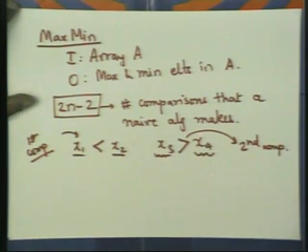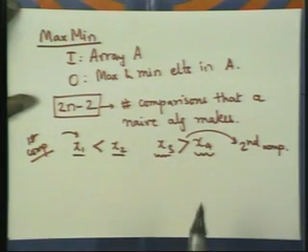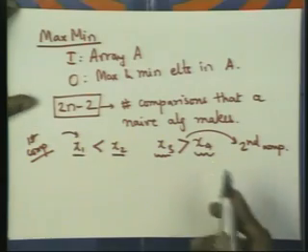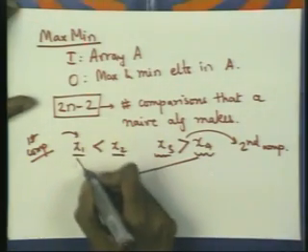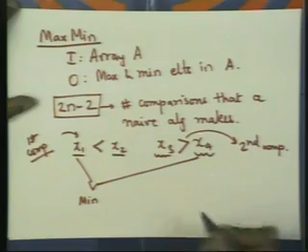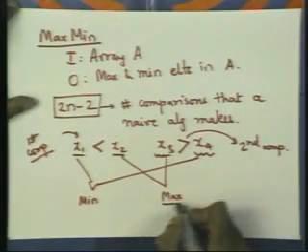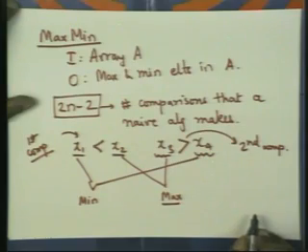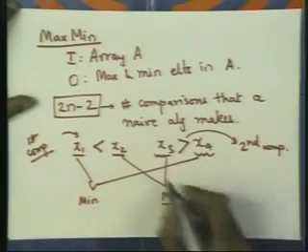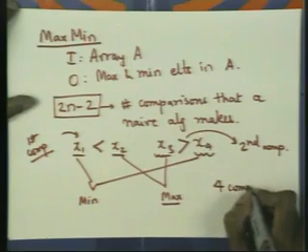Now how do I find the minimum? The minimum clearly is either x1 or x4. It's the smaller of x1 or x4. So I compare these two and find the minimum. Similarly, I compare these two and find the maximum. Good. So how many comparisons have I made? I have made 1, 2, 3 and 4. So 4 comparisons.